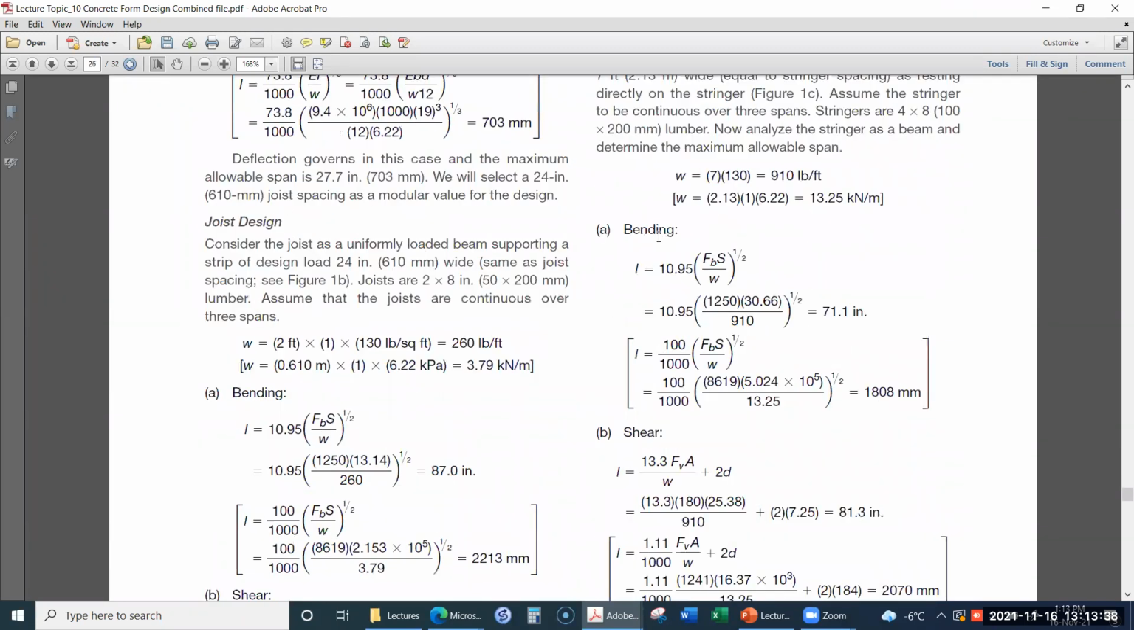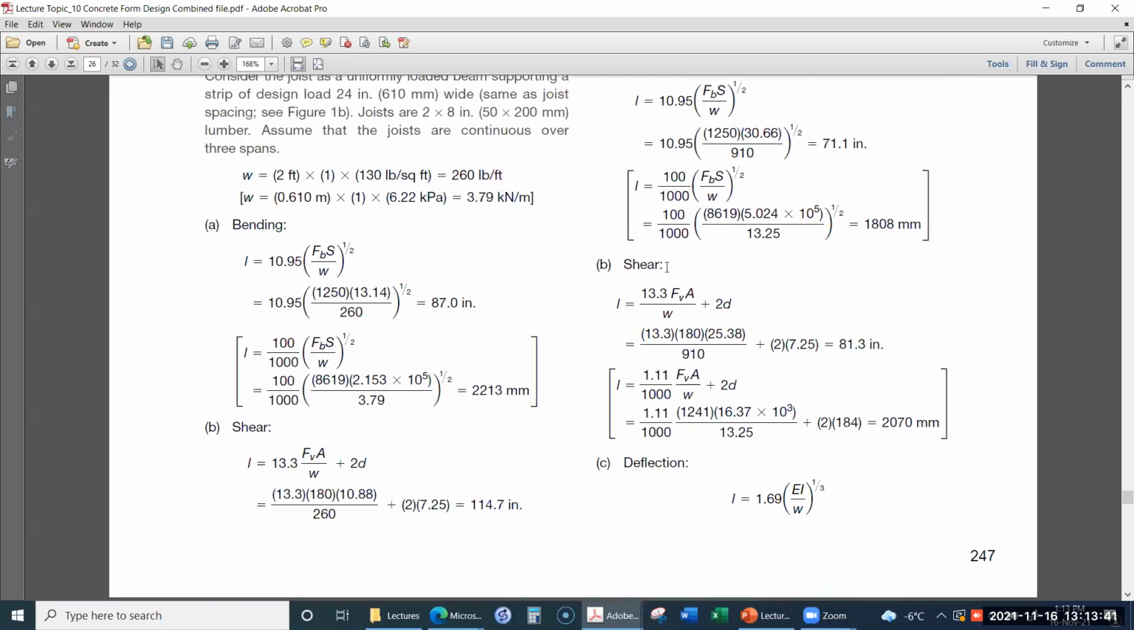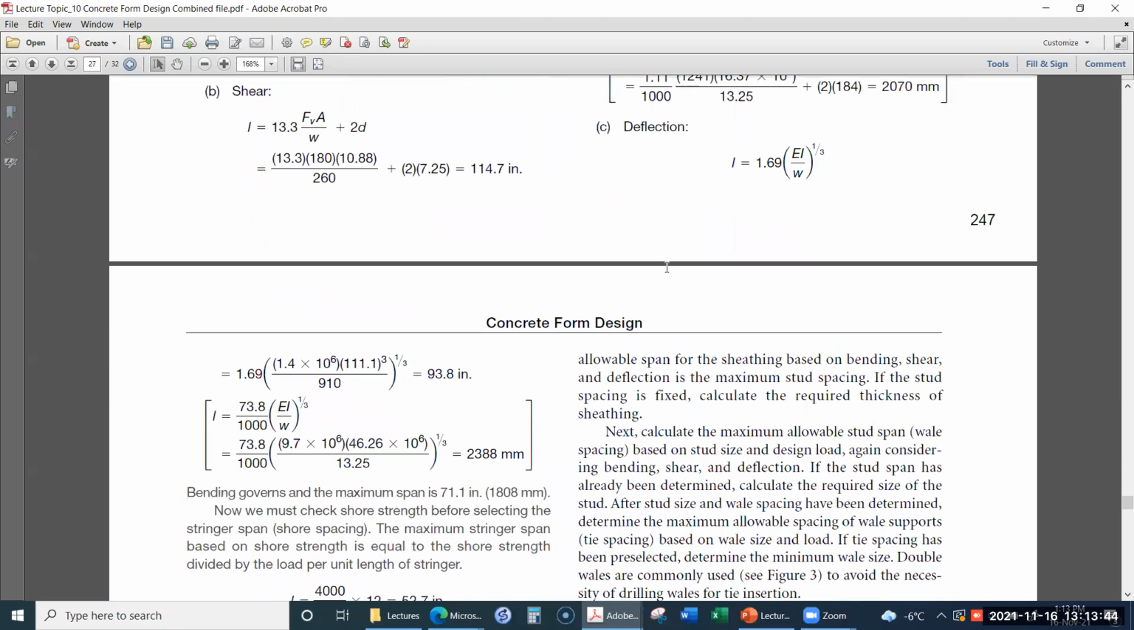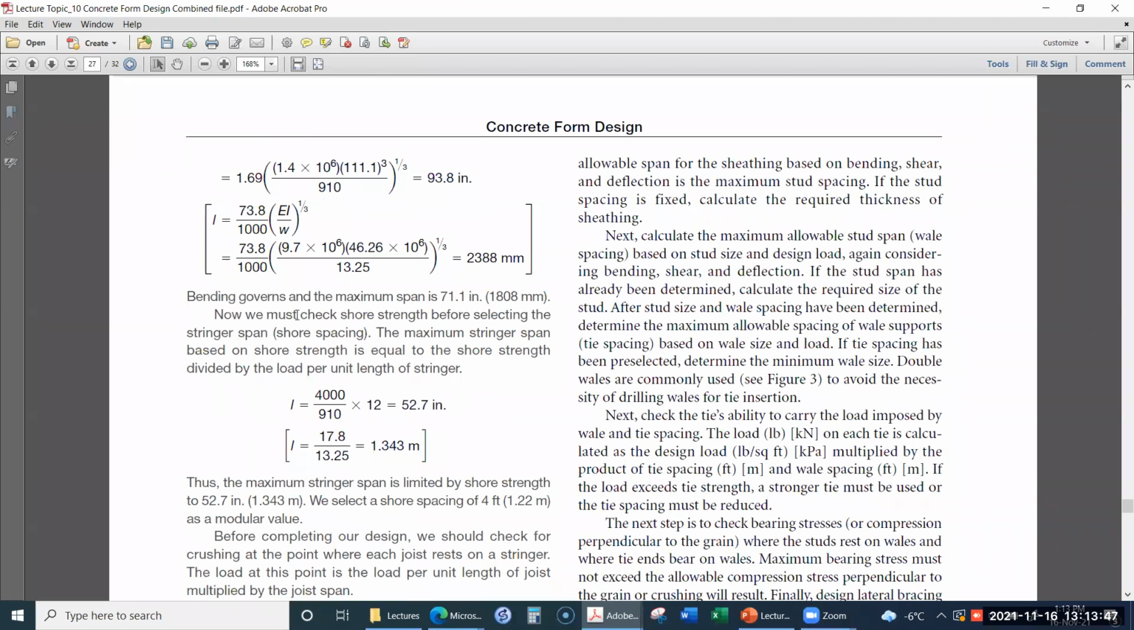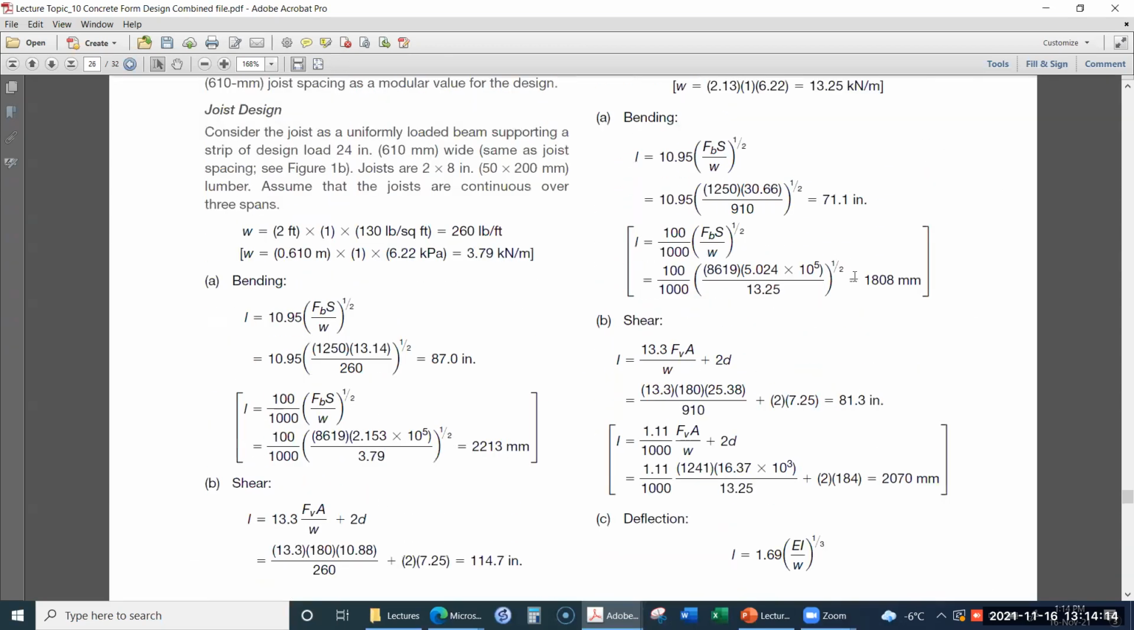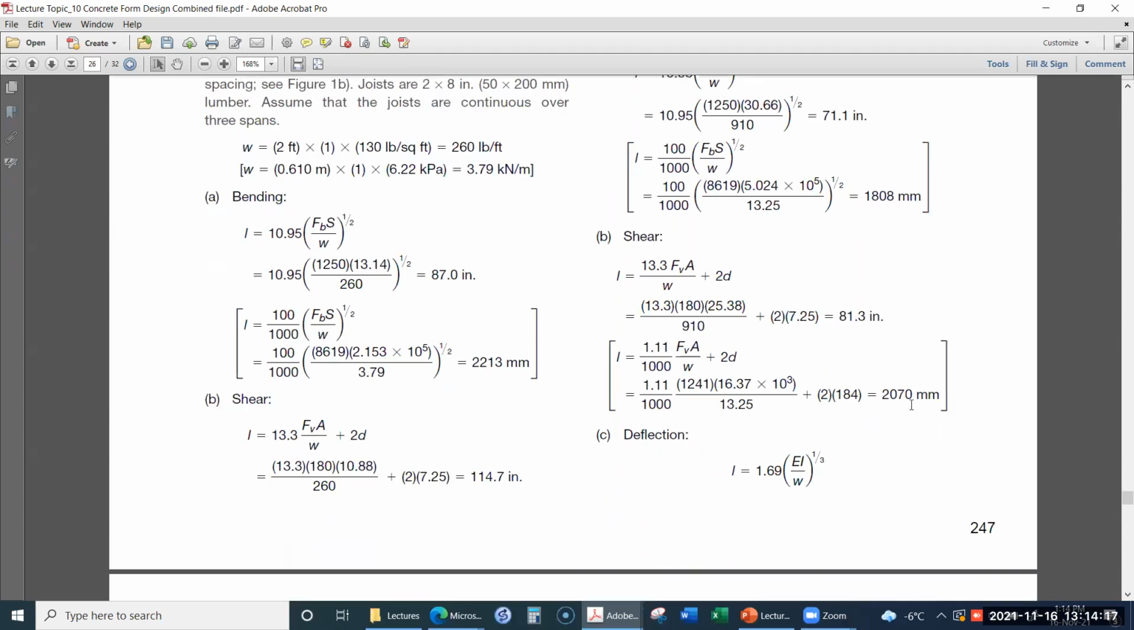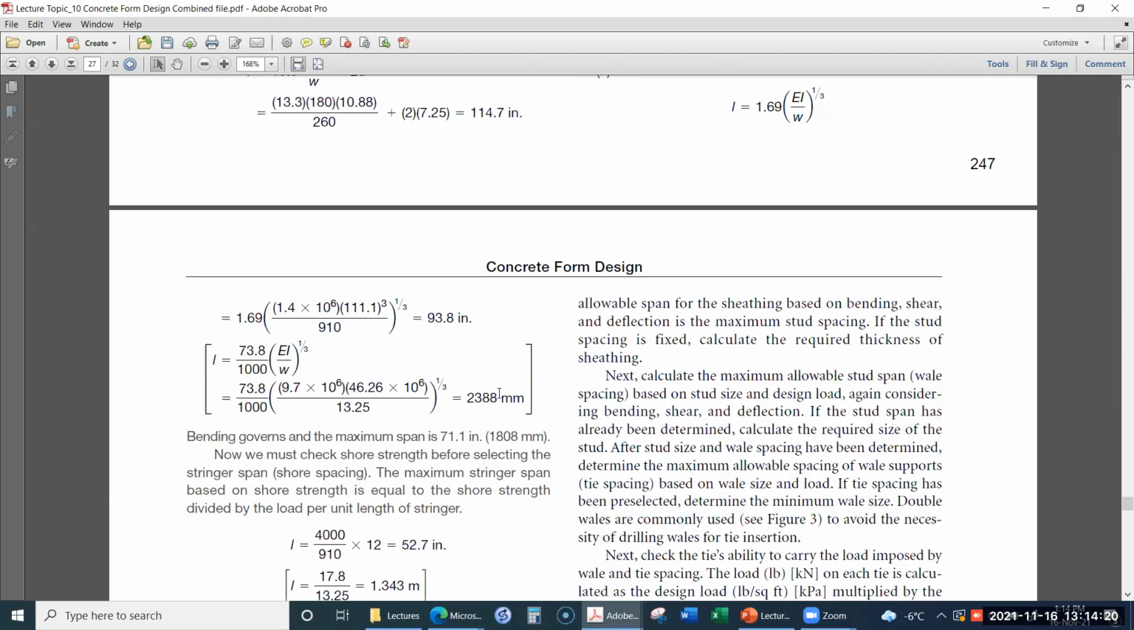So you will calculate it for bending. You can go through it and you will understand it. In this case, bending governs, and the maximum span length will be 1808 millimeter. The span of the stringers will be governed by bending: for bending we get 1808 millimeter, for shear 2070 millimeter, and for deflection 2388 millimeter.